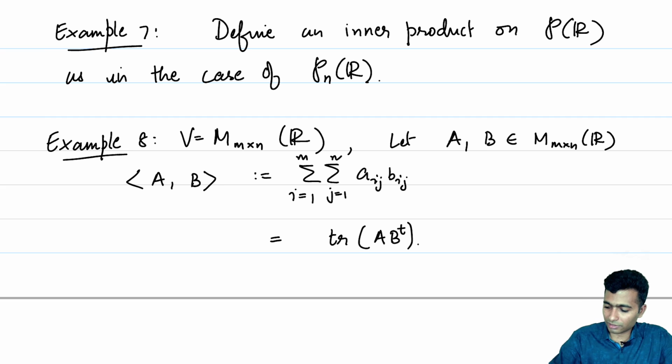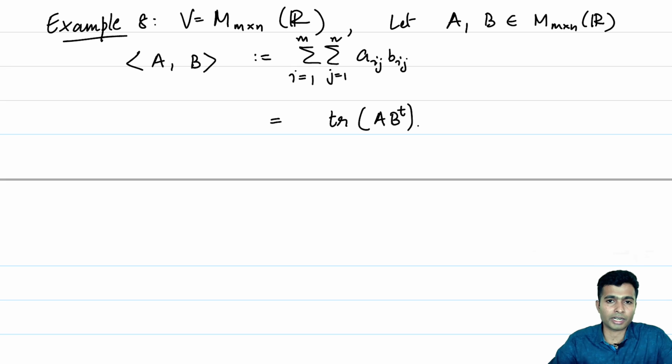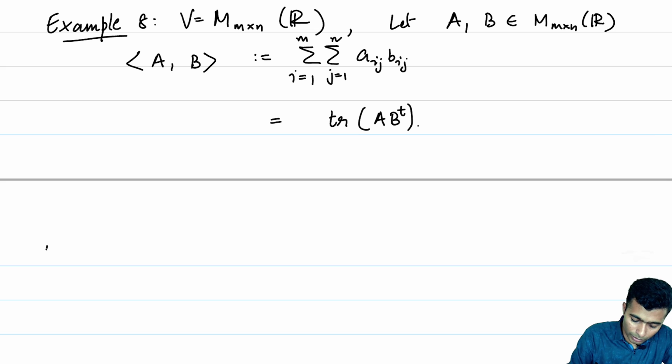Again, I'll leave it as an exercise for you to check. It's actually very similar to the way we defined the inner product in R^n, and it's very easy to check that the three properties of an inner product are satisfied here. Okay, so we have done quite a lot with real inner products. Let's spend some time on complex inner product spaces, or rather inner products on vector spaces over C. So let's look at the next example.